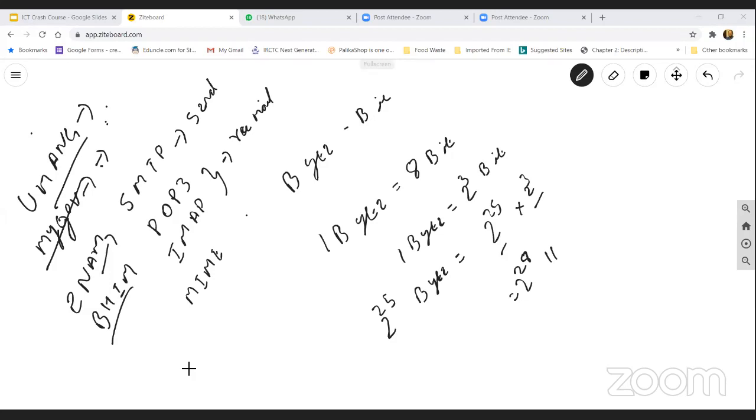1024 terabytes is equal to the storage in bytes. The answer is 2 power 53. Yes, I told you, no. Which is 2 power 53? Is it right? Can you please confirm this?